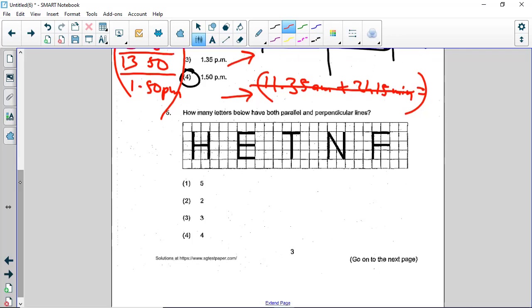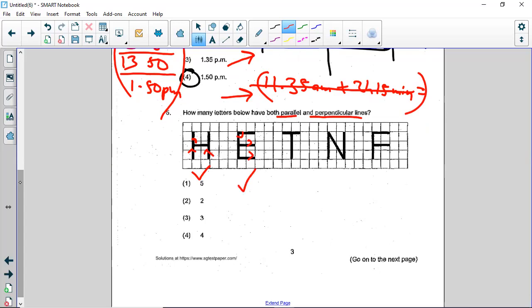Okay, how many letters have both parallel and perpendicular? Okay, letter H, as long as you see a right angle, you always have perpendicular. And there is also parallel. So letter H has both parallel and perpendicular. Letter E also has a right angle, right? You can see the right angle. There will be perpendicular lines and there are also parallel lines.